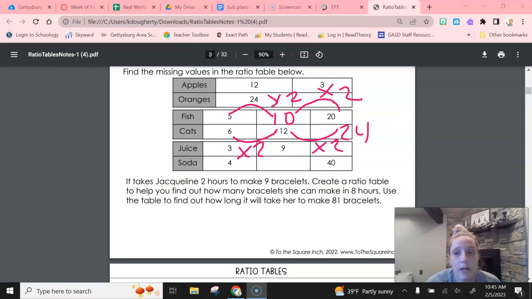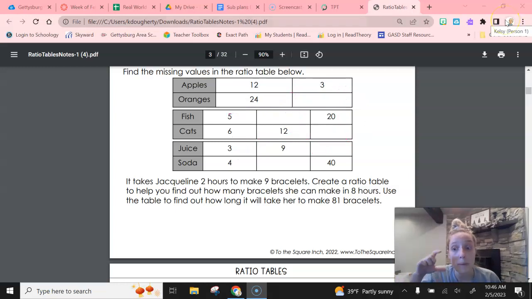Okay, so don't let the table scare you. If they're a little bit bigger, it just means that you're going to continue your ratios or your equivalent fractions. All you're doing is making equivalent fractions, which is the same thing we have been doing for over a week.